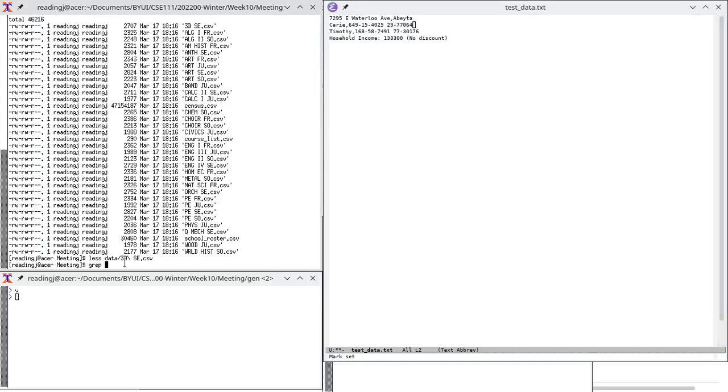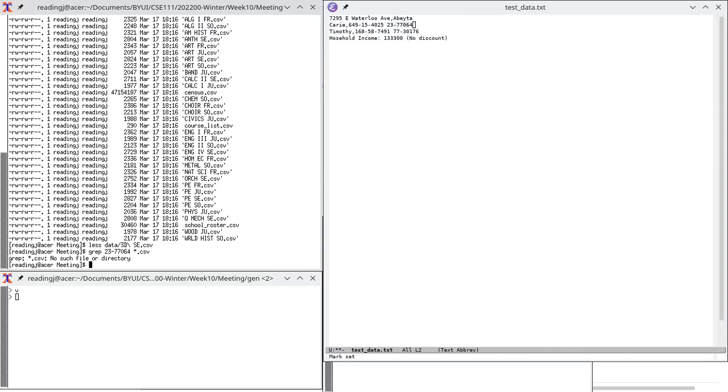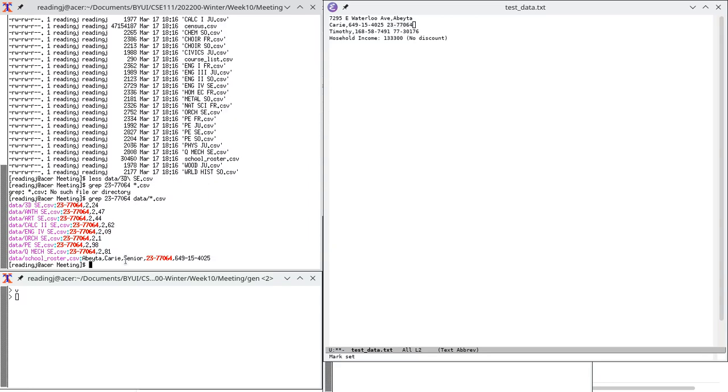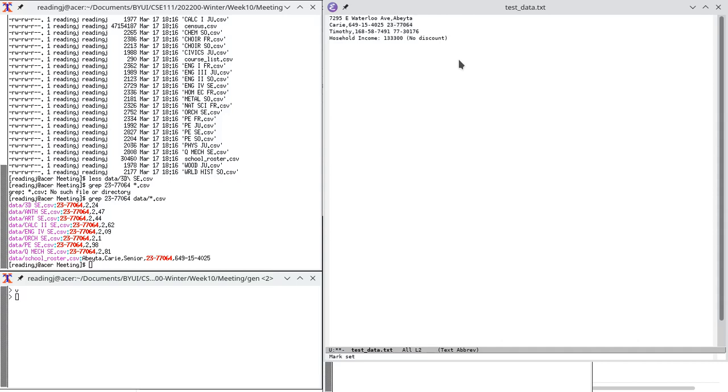that star.csv. That means it'll look for her. Well, I have to remember it's in a subdirectory. So it'll look for her in all of the class records. And so now I can see her grades for the different classes.